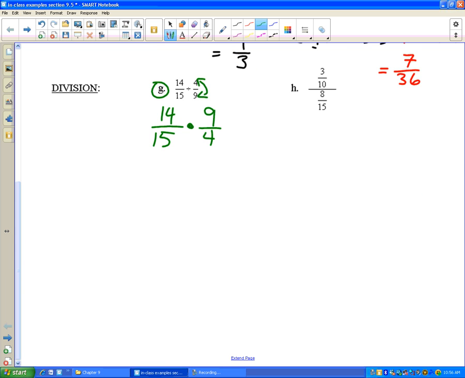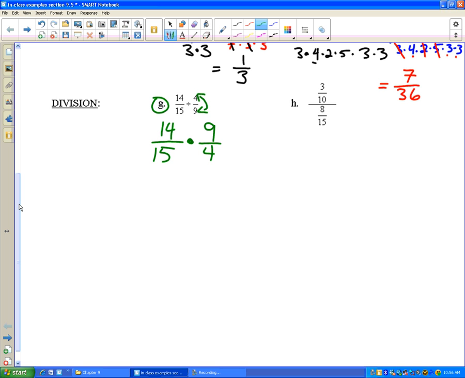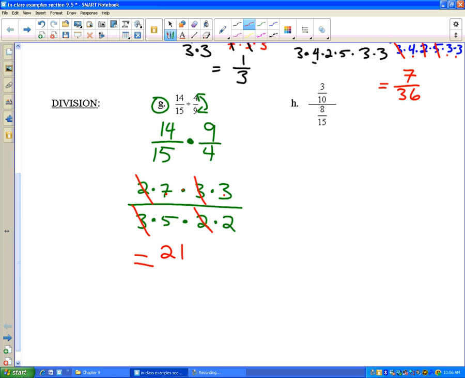Now I want to go ahead and rewrite this, and remember 14 is 2 times 7, 9 is 3 times 3, 15 is 3 times 5, and 4, like we said earlier, is 2 times 2. Cancel out my common factors, 3 and 3, 2 and 2. Nothing else cancels, so I have 7 times 3, which is 21, 3 times 2, which is 10, and that's my answer, fully reduced.